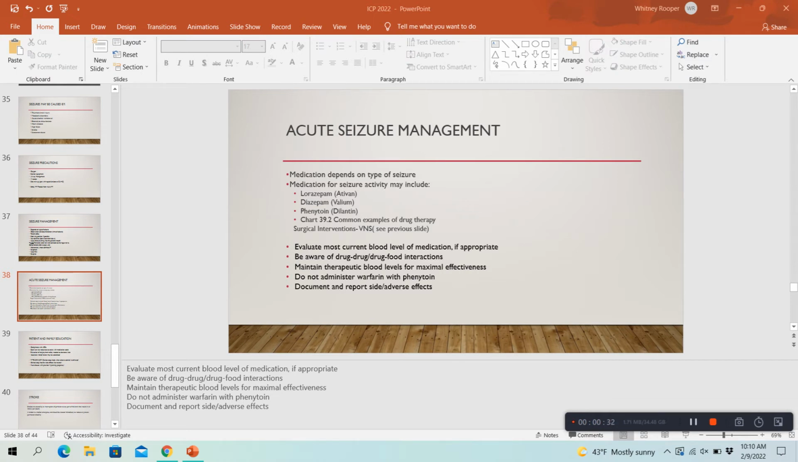Okay. So medication depends on the type of seizure that they're having. Medications may include Ativan, Valium, and Dilantin. Okay? That chart 39.2 is actually probably from the 9th edition book. No, it is 39.2. Page 864, 39.2. 10th edition.